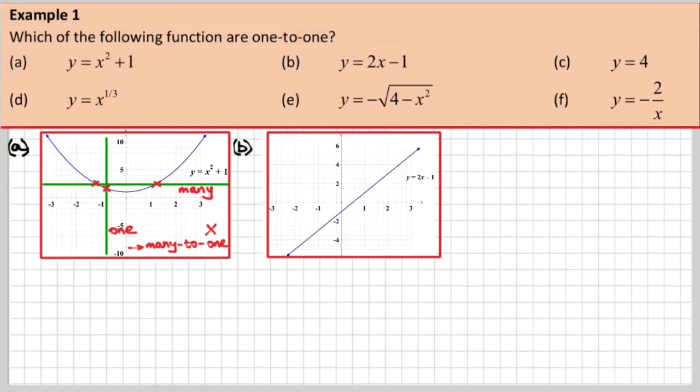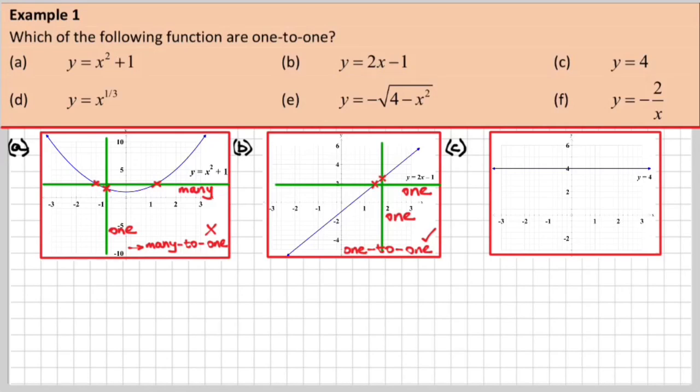Y is 2x minus 1. Okay. Aha! I think that's a 1 to 1. See, there's your 1, horizontal line test. There's your vertical line test. We get a 1 as well, so therefore it's 1 to 1. So that's one of the ones we're looking for. Good. Part C, y equals 4.